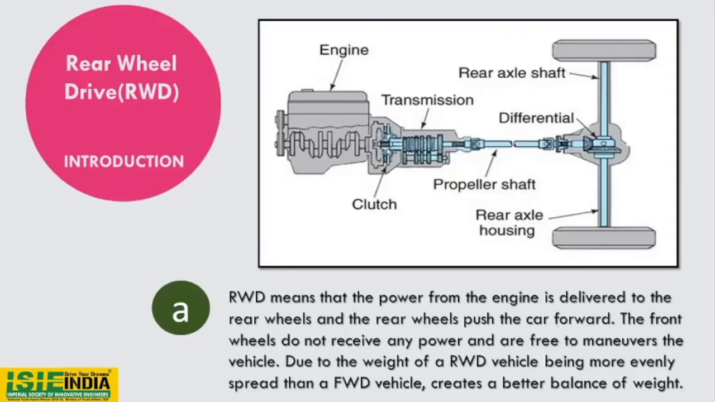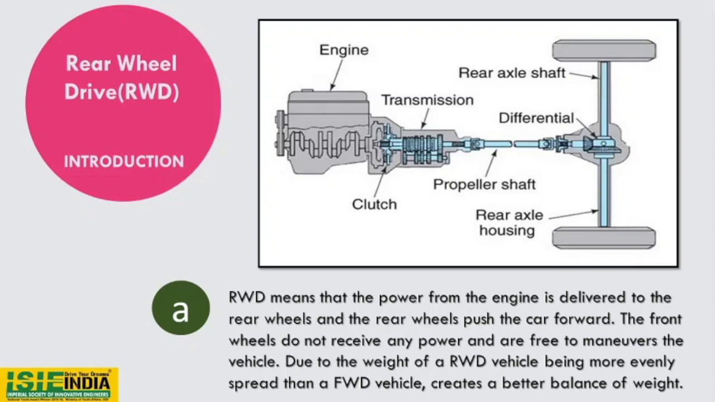Now let us talk about rear wheel drive. In rear wheel drive, the power from our engine is delivered to the rear wheels and the rear wheels push the car forward. It is kind of the opposite of front wheel drive, where power is transmitted to the front wheels. In this case, the front wheels do not receive any power and therefore they are free to maneuver the vehicle from steering.